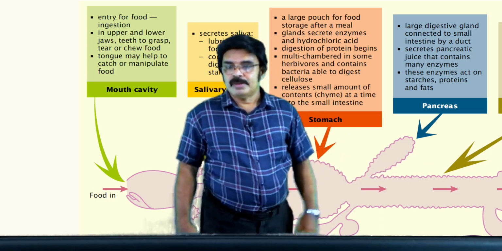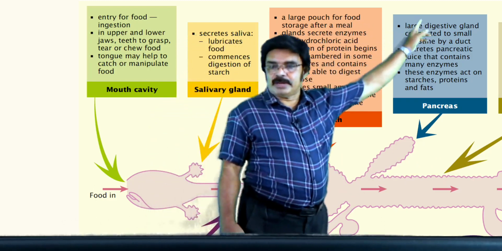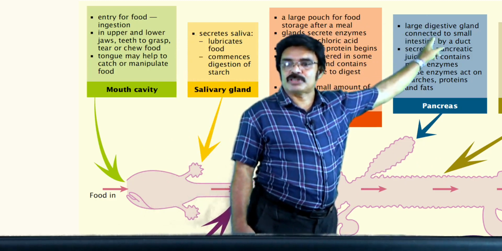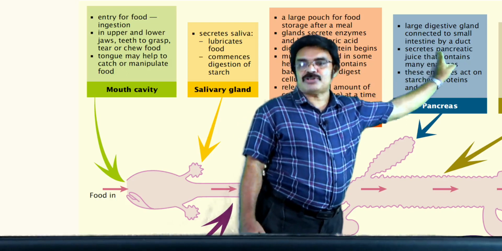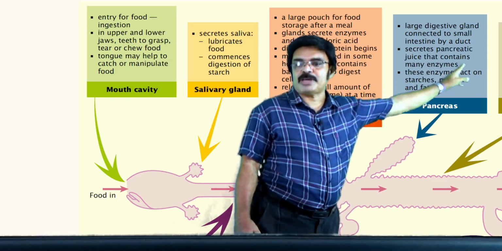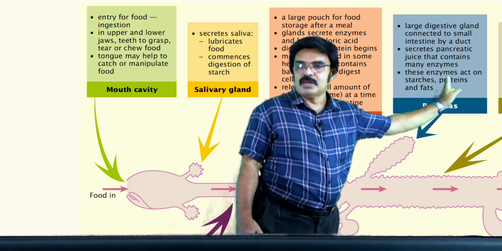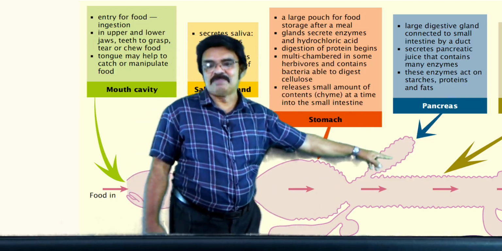Large pancreas, a large digestive gland connected to the small intestine by a duct, secretes pancreatic juice that contains many enzymes. These enzymes act on starches, that is carbohydrates, proteins and fats, lipids. So therefore it is really important.